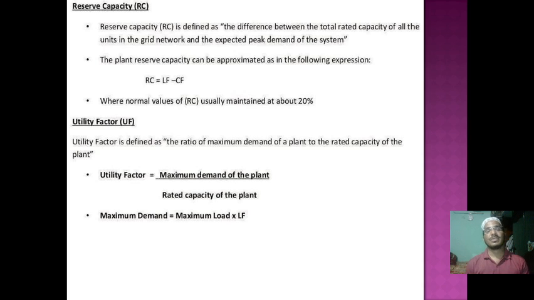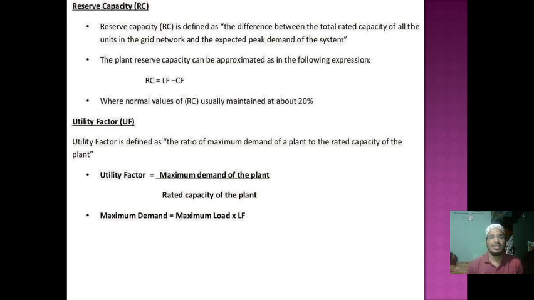That is 20%. We have to take more capacity. So where will we take it from? From the reserve capacity we can take the 20% and balance this power plant, and then we can produce the power energy. Utility factor.